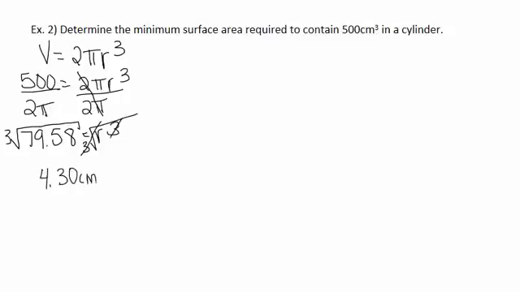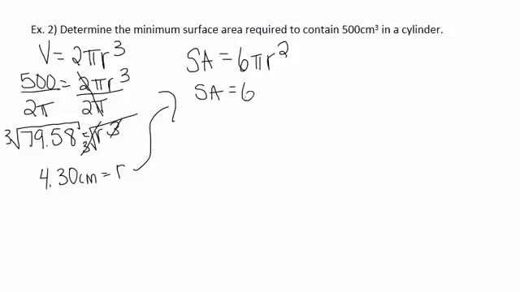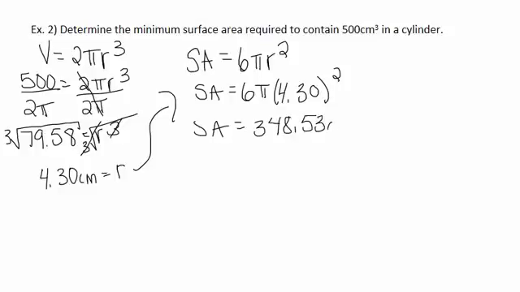Now let's take that value and plug it into the surface area formula. So from above, we know that the optimal surface area formula is equal to 6 pi r squared. And now let's simply plug in our value that we just solved for r, 4.30. And if we plug that into our calculator, we get the surface area is equal to 348.53 centimeters squared. Just remember that surface area is always squared and volume is always cubed.